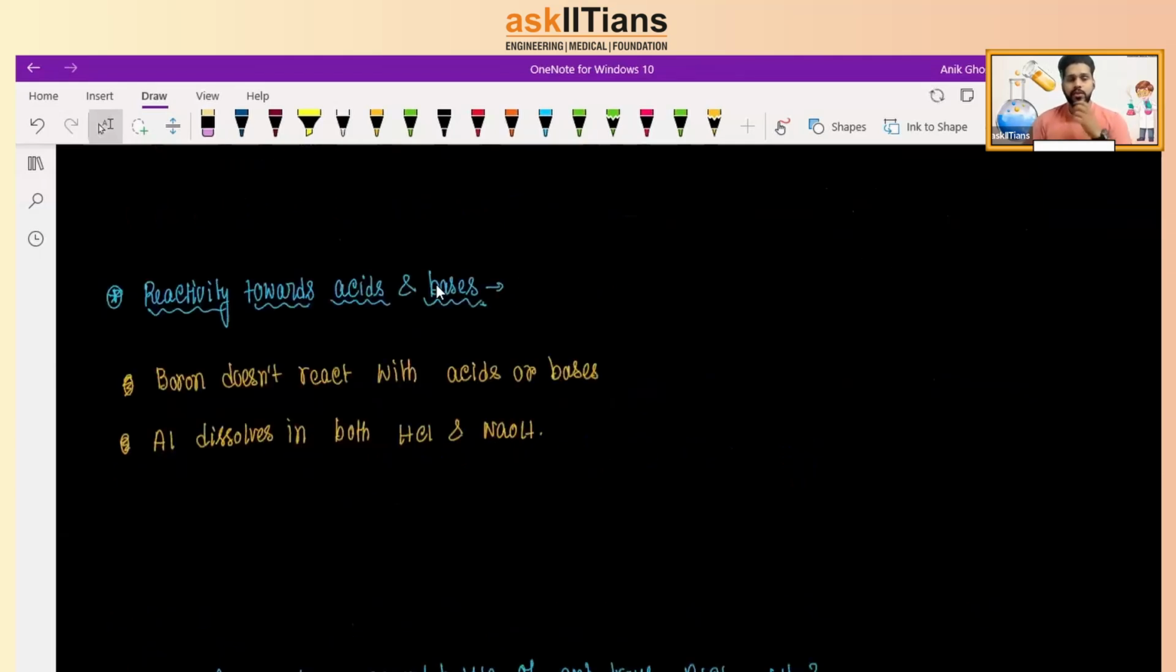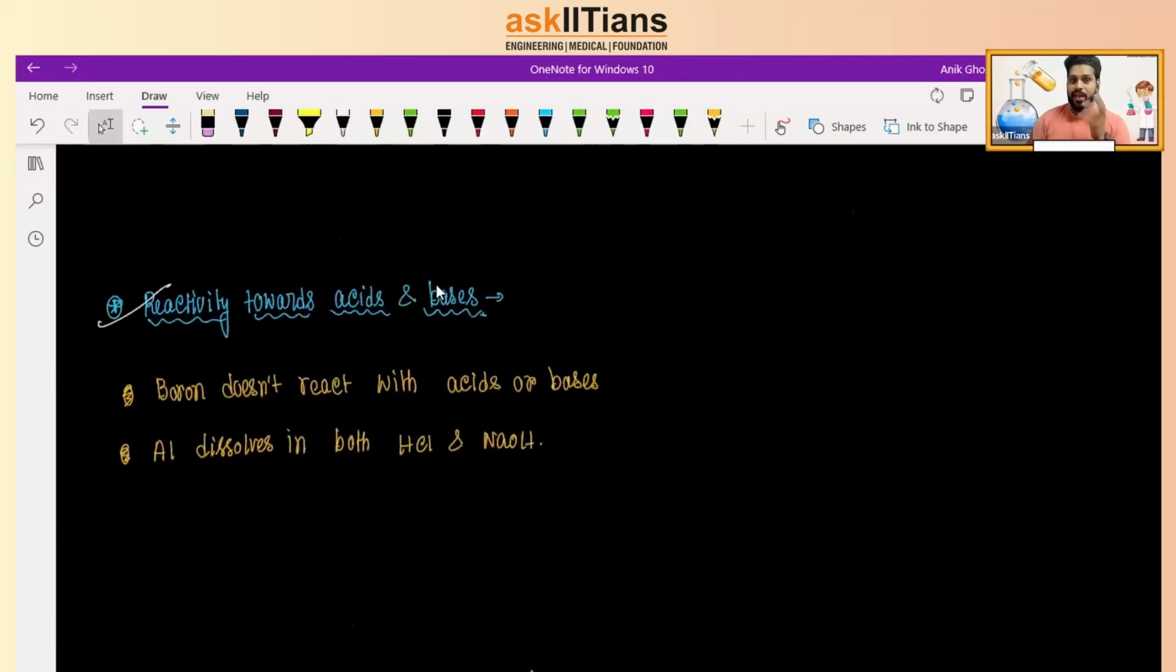Now, guys, we are going to go to reactivity towards acids and bases. I told you in the very beginning, when we were talking about the anomalous properties, that boron, being smaller in size, is very unreactive. It is kind of inert in nature. As you can see, boron doesn't react with acids and bases. If you say, sir, I have created an acid mixture like aqua regia, would boron not react with it? Guys, that question doesn't make any sense.